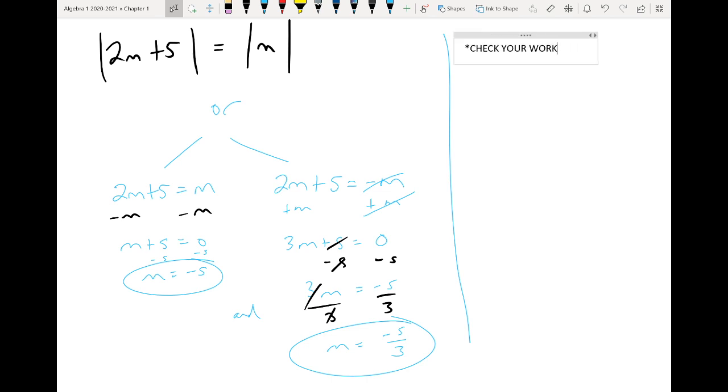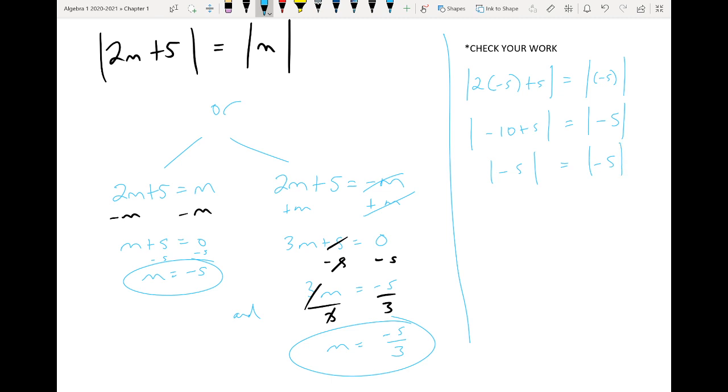Which we haven't done yet. That's okay. We're going to do that right here. So I have the absolute value of 2 times negative 5 plus 5 equal to the absolute value of negative 5. Okay? So this is the absolute value of negative 10 plus 5 equal to the absolute value of negative 5, or the absolute value of negative 5 equal to the absolute value of negative 5, which in this case 5 is equal to 5, so it checks out.